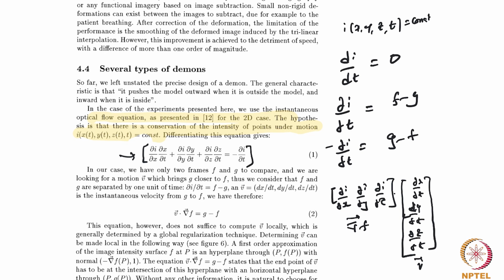Okay, so that's where you get this v dot gradient of f, and it is equal to g minus f. It's actually g minus f by some delta t, and we set that equal to 1, so that's not explicitly shown here, because in order for the units to match on both sides, here v is a velocity.